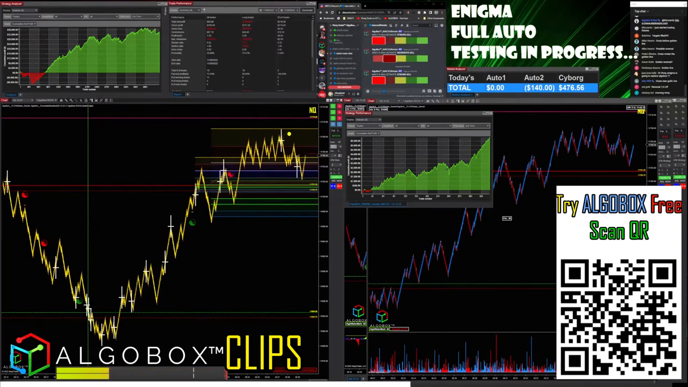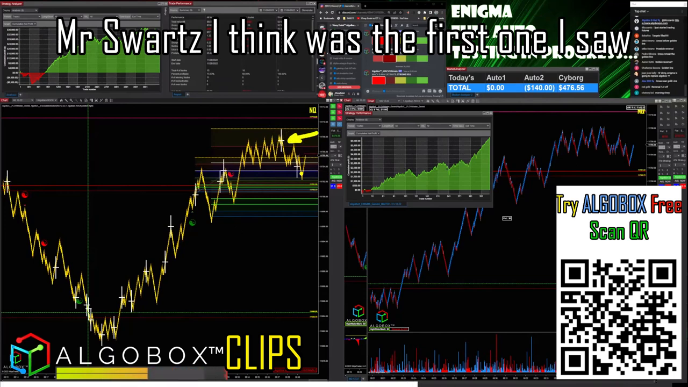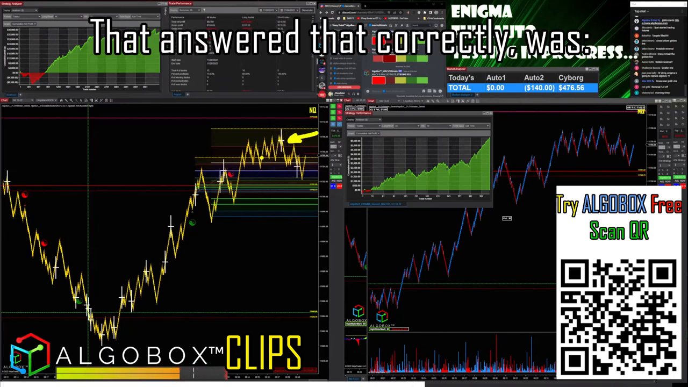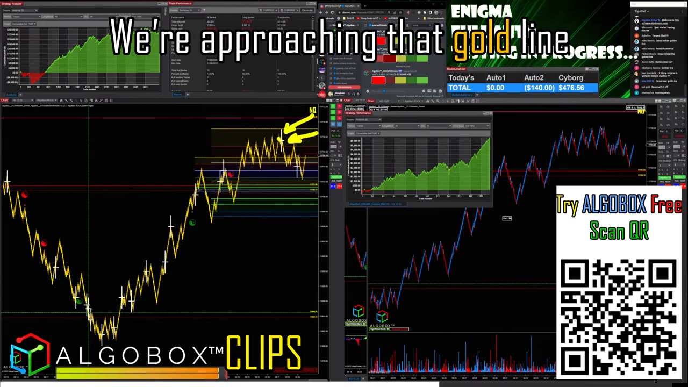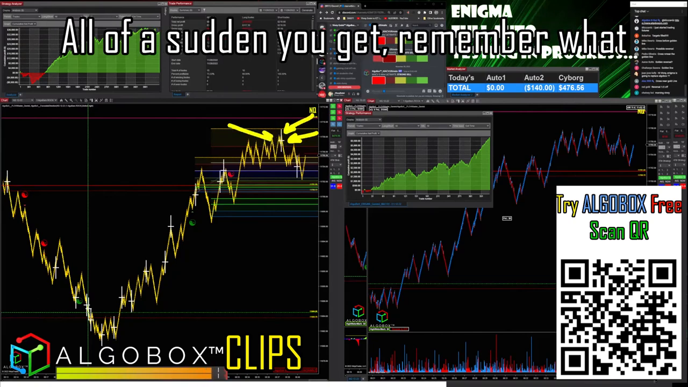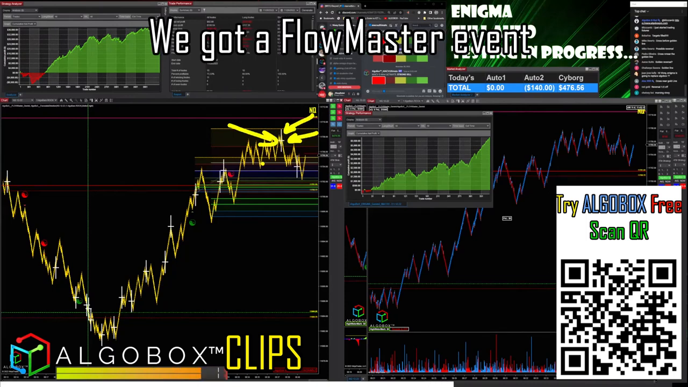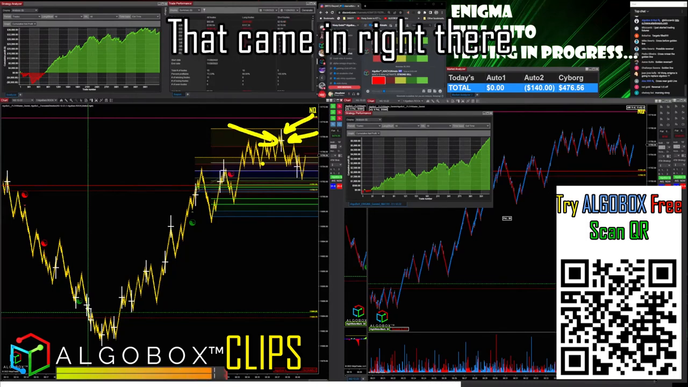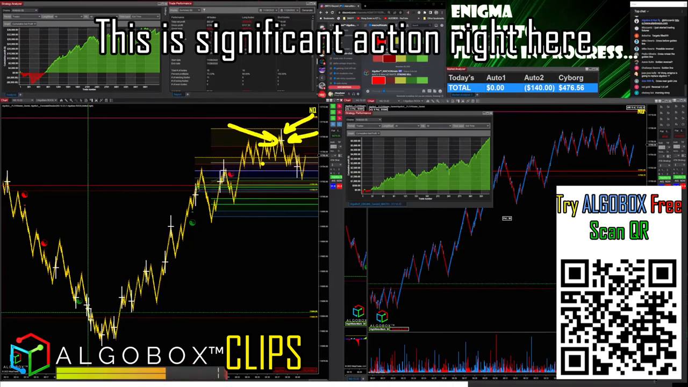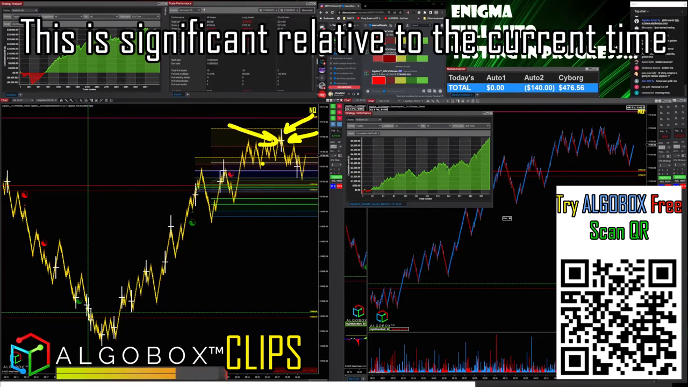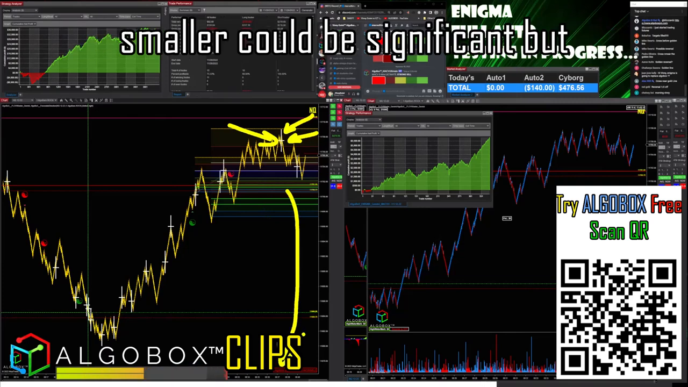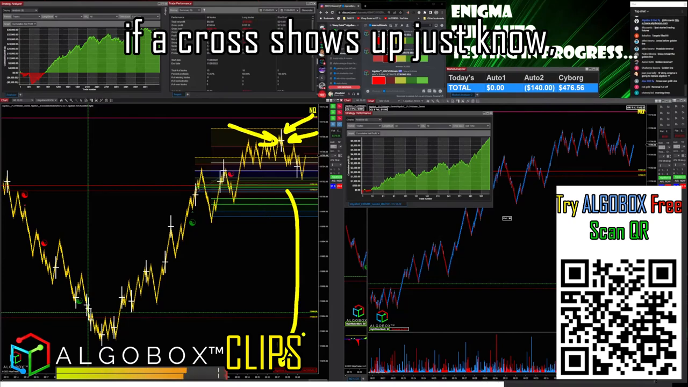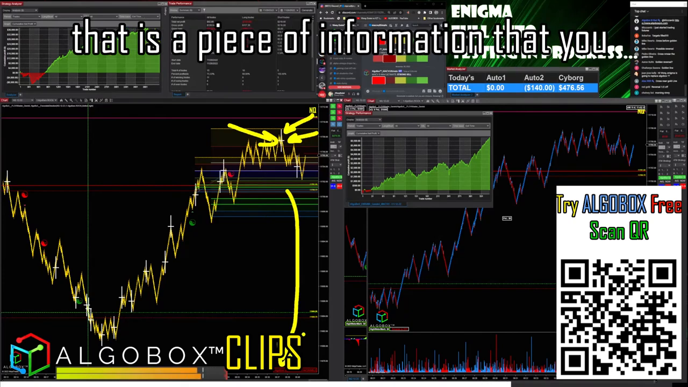But why did I close it right here? Mr. Schwartz, I think, was the first one I saw that answered that correctly: if a cross shows up very close, like if we're approaching that gold line, all of a sudden you get, remember, what does a cross represent? We got a Flowmaster event that came in right there. This is significant action relative to the current time. Right now it's 8:30 a.m., so even something smaller could be significant, but if a cross shows up, just know that is a piece of information that you need to take into account.